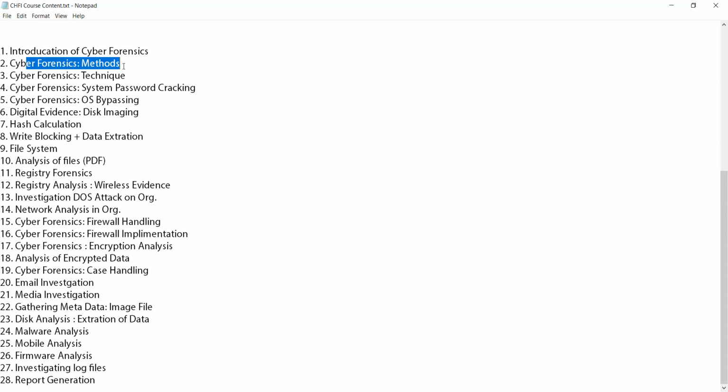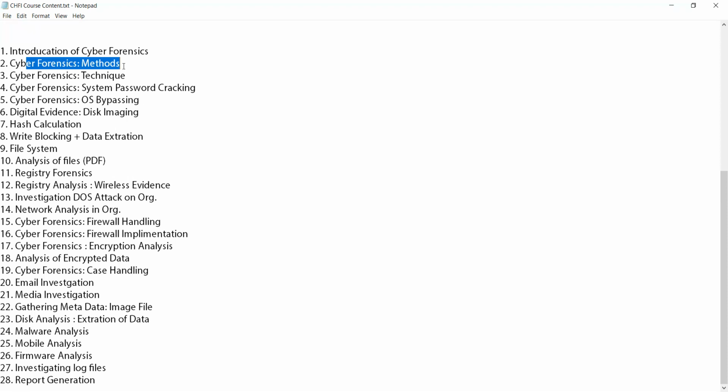We are also going to discuss the different forensics processes and forensics methods, and how many types of investigation process we have: based on criminal, based on civil, and based on administrative.